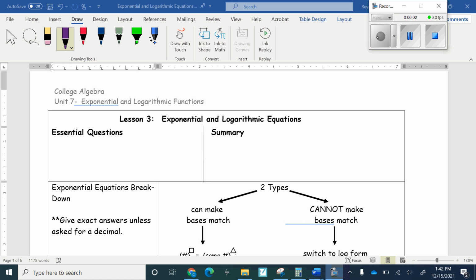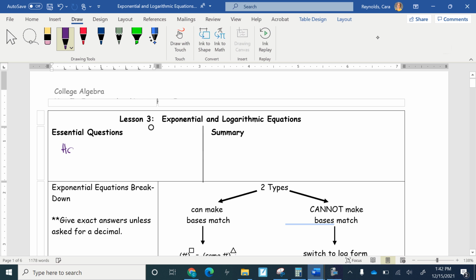All right, going into our last lesson over logs, we're going to look at how to solve exponential and log equations.